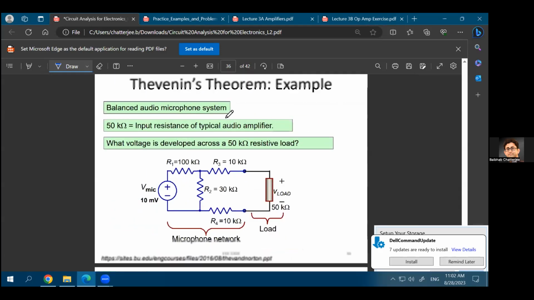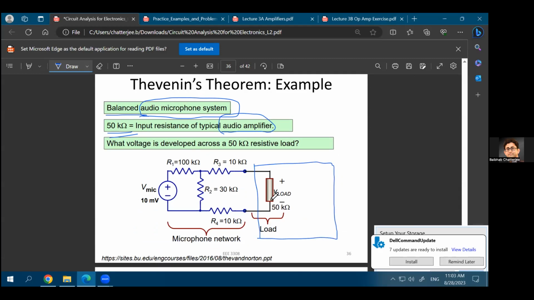Let's look at an example, and we are trying to look at an audio microphone system, for example. The input impedance or the input resistance of an audio amplifier is usually 50 kilo ohm. So let's say you are connecting an audio amplifier on the right hand side, but on your left hand side you have a microphone system. So your audio amplifier's input resistance is this 50 kilo ohms. On the left hand side, whatever you have is basically a voltage that you are trying to propagate to the input of your audio amplifier.